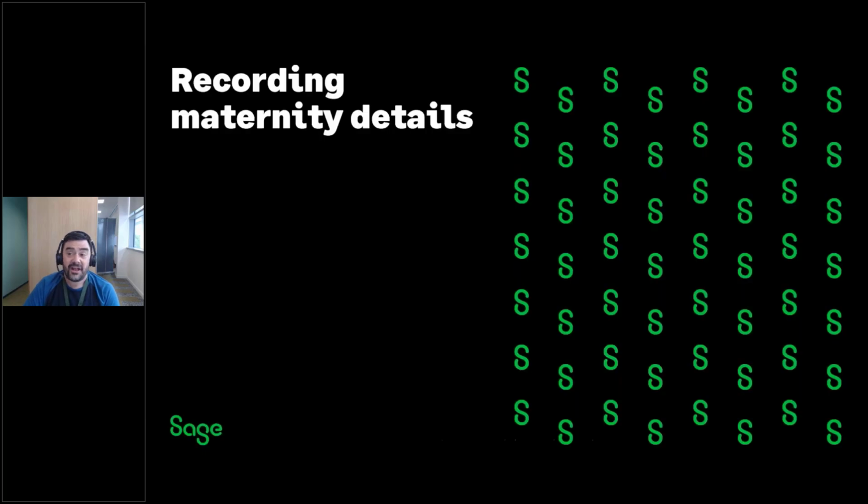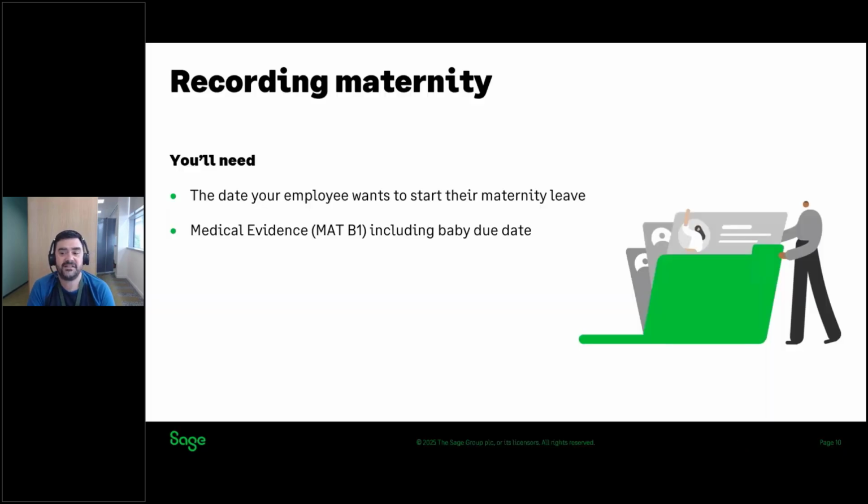So what we're going to take a look at next is setting up SMP in Sage 50 Payroll, and this will just involve recording the relevant maternity details. And the information you'll need in order to complete this task is, number one, the date the employee wants to start their maternity leave and their SMP payments. And number two, you need to make sure you've received the medical evidence, usually the MAT B1 certificate, which confirms the baby's due date. And as long as you've got that, you've got everything that you need to set this up in your program.